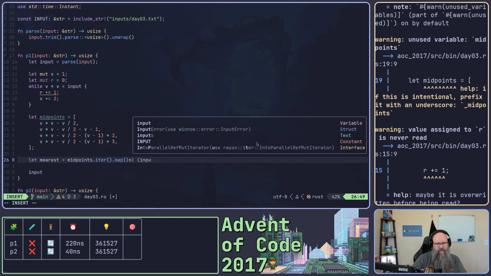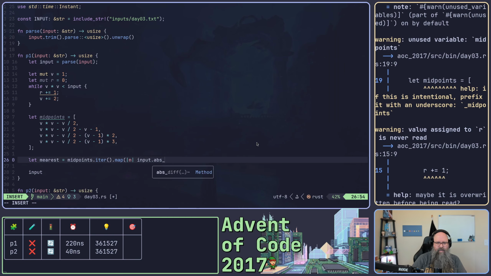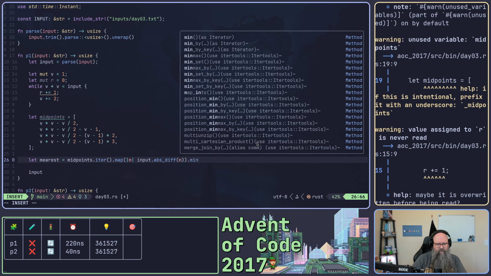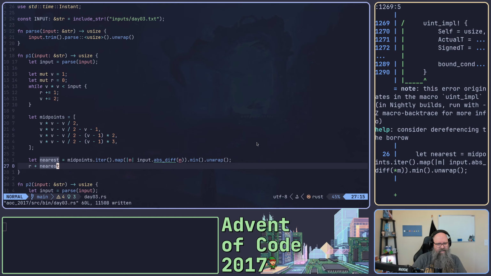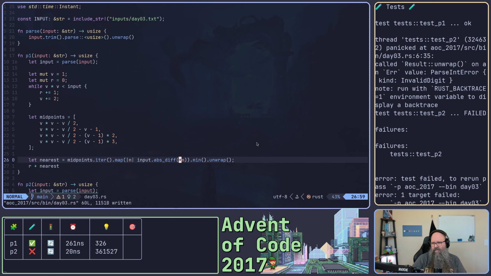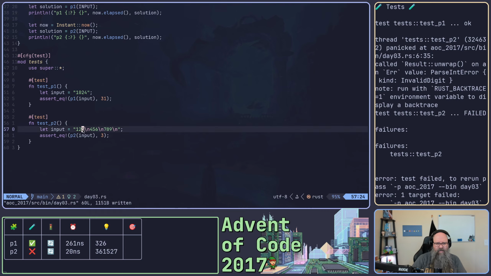Oh no, we're using usizes, so it's input.abs_diff(m).min().unwrap(), and then it's just nearest. r plus nearest. Dereference. Panicked. Test 1 was okay, test 2 was not.